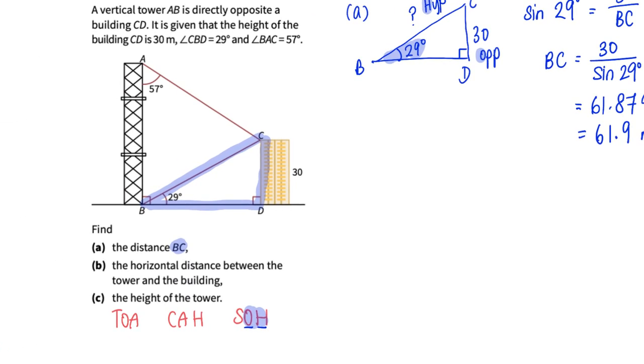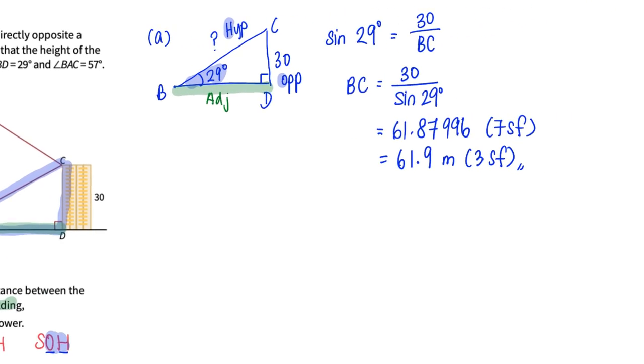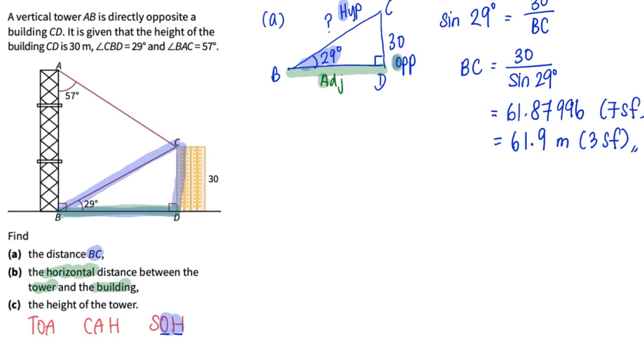Now for part B, the horizontal distance between the tower and the building. So this is essentially asking us to find the length BD. Okay, so in this case, I'm going to rely back on this blue color right angle triangle. So with respect to 29, then I will be able to get A and O. O and A, I'm going to use tangent ratio this time round for part B.